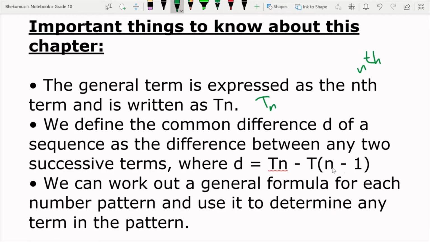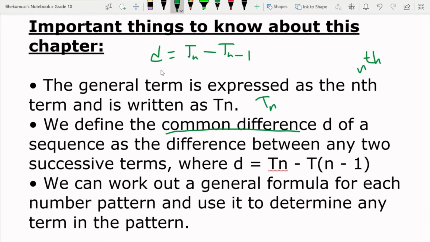So basically, if I can rewrite this, because when I typed it, it didn't come out quite nicely, the common difference is Tn minus Tn minus 1, right? And this would mean the term before the term that you have chosen. So if it was the second term, then it's 2 minus 1, so it would be the first term. If it was the third term, then it would be the second term, and so on and so forth. And that is the common difference, which is your D.